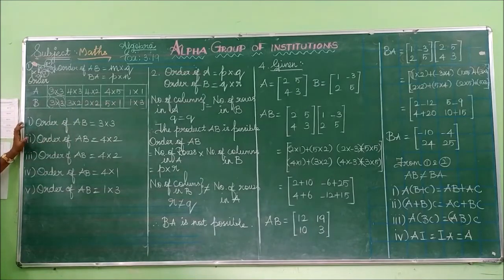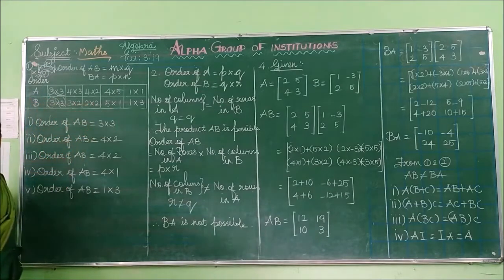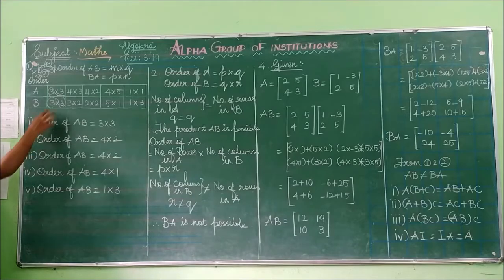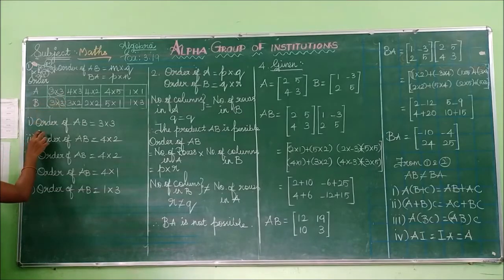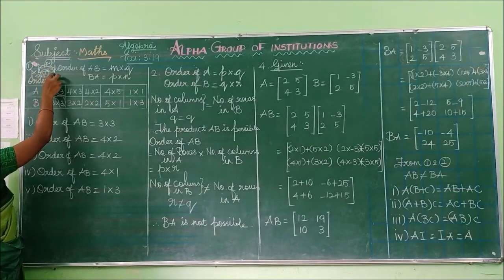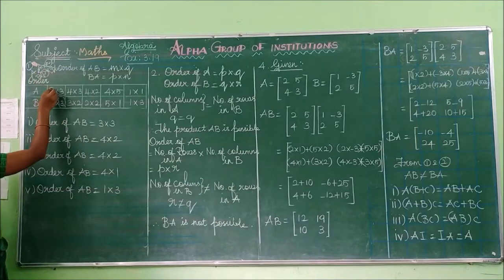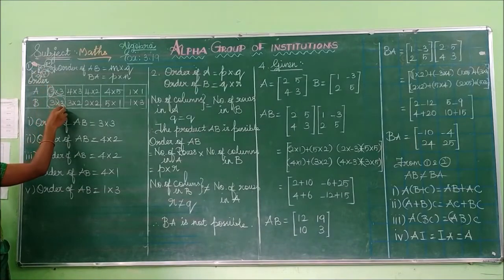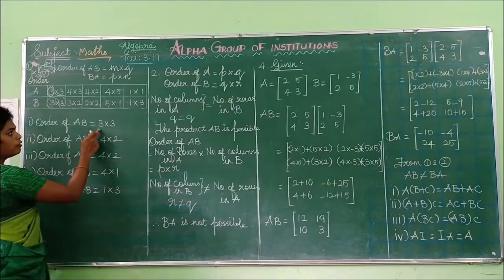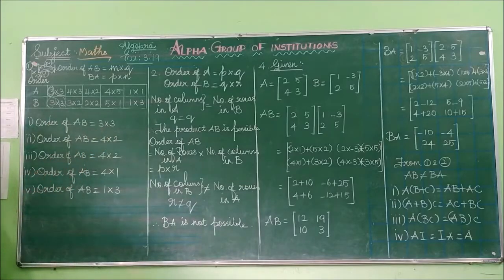Listen to the first problem of the exercise. They have given two matrices A and B. First, find the order of AB. Here, matrix A is of order 3 cross 3 and matrix B is of order 3 cross 3. So m cross n into p cross q gives m cross q, that is, the number of rows in the first matrix cross the number of columns in the second matrix. The number of rows in the first matrix is 3 and the number of columns in the second matrix is also 3, so our order is 3 cross 3.